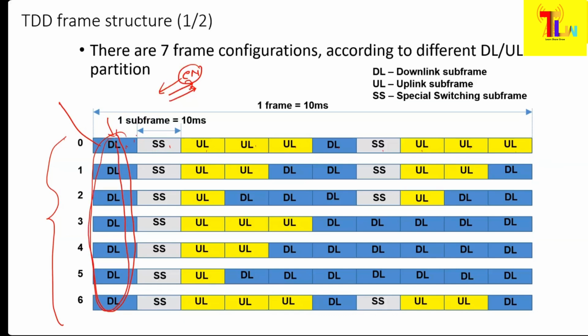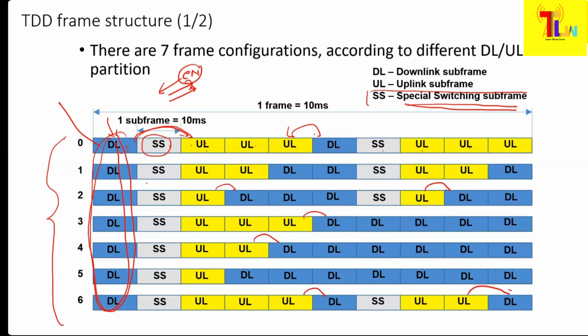Then from downlink to uplink, whenever there is a switching from downlink to uplink, there must be one SS, that is a special switching subframe. We will discuss why we need SS. But yes, as a thumb rule, every time you want to go from DL to UL, you need a special switching subframe. But from UL to DL, no need for any special switching subframe. This is applicable for downlink to uplink.